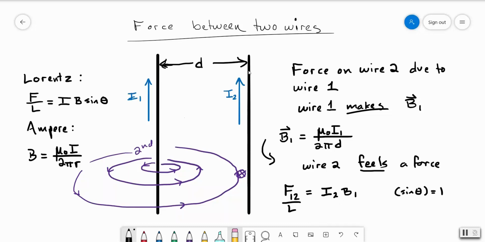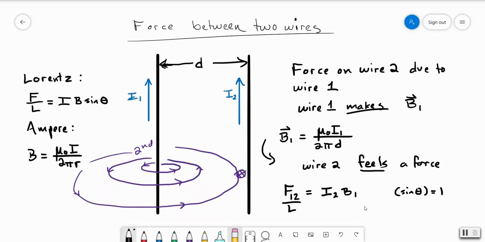Now if you make your wires all kind of weird and twisty, that's not going to be the case anymore. In this class, we're going to focus on parallel wires for the case of the force between two wires.